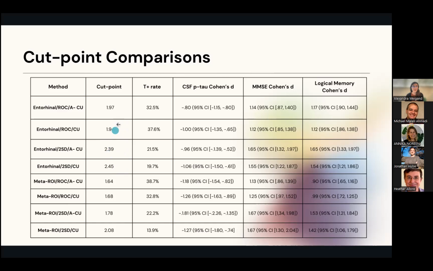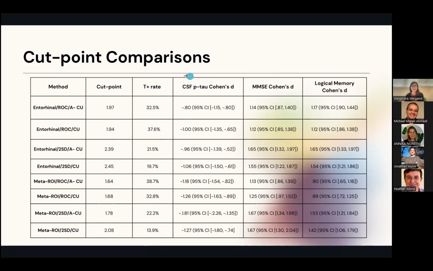And you can see that, again, because we had different cut points here, we had pretty wide-ranging corresponding positivity rates as well, with a low of 13.9% using the meta-ROI, 2 standard deviations above a cognitively unimpaired group, and a high of 38.7%, again using the meta-ROI, the temporal ROI, but here using ROC analysis with an amyloid-negative cognitively unimpaired group.